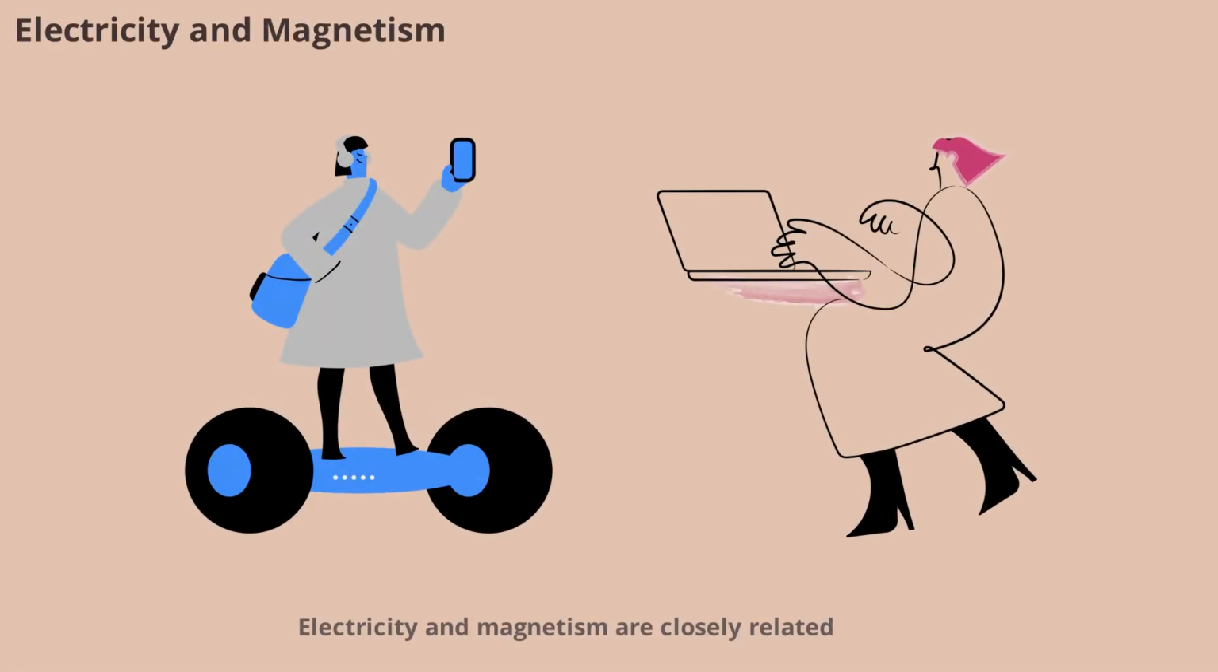Electricity and magnetism are closely related. Moving electric charges create magnetic fields, and changing magnetic fields can generate electric currents. This relationship is the basis for electric motors, generators, and transformers, which are essential in modern technology. Understanding this connection opens the door to many exciting applications.